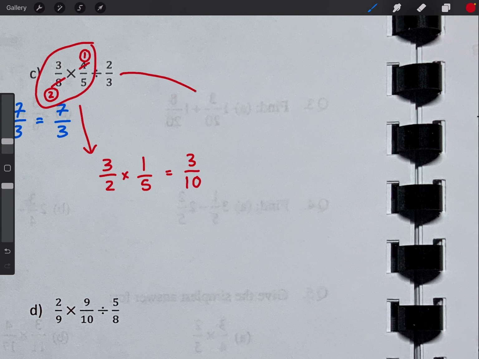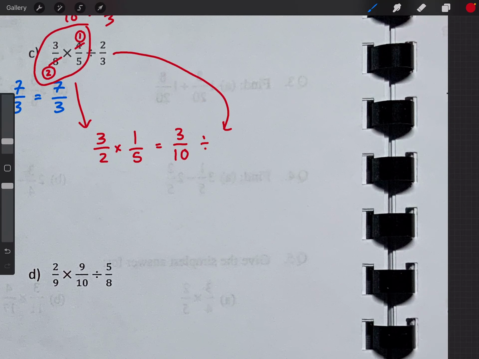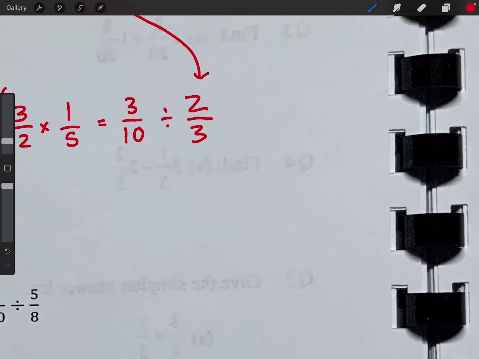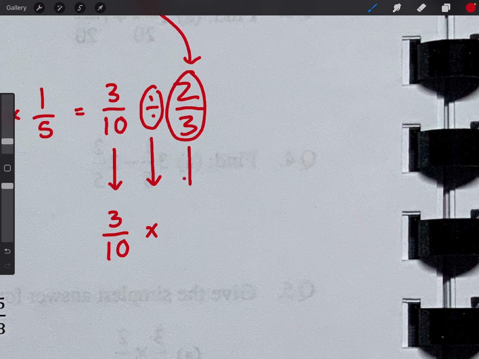Now we have to do the second part. This is 3 on 10, and we still have to divide it by 2 on 3. That's the second step. Now when you divide fractions, all you've got to do is flip the second fraction upside down and change the divide to a times. So the first fraction always stays the same. The divide transforms into a times, and the second fraction is flipped upside down, so it becomes 3 over 2.